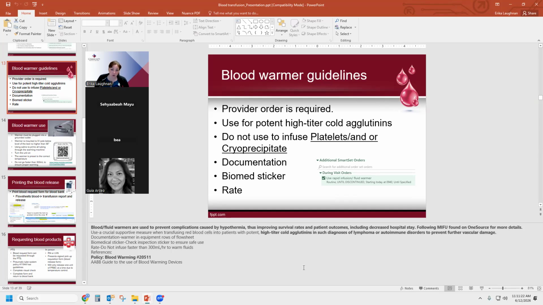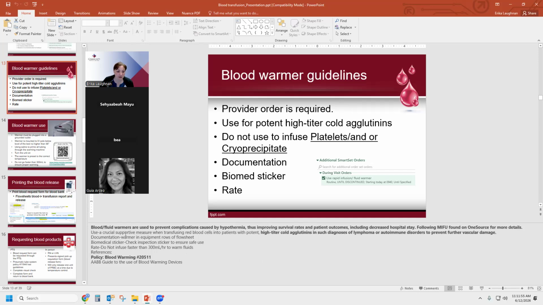We never use a warmer on platelets and cryo, ever, so please don't do that. We never use it if it's going to be above 300 mLs an hour. If you're trying to do a quick infusion, you can't use the warmer because it doesn't have the ability or the time to warm the blood correctly. And then we like to use it for patients with cold aversion, like our oxaliplatin patients, where we could be using the blood warmer to prevent vascular damage from receiving a cold product.